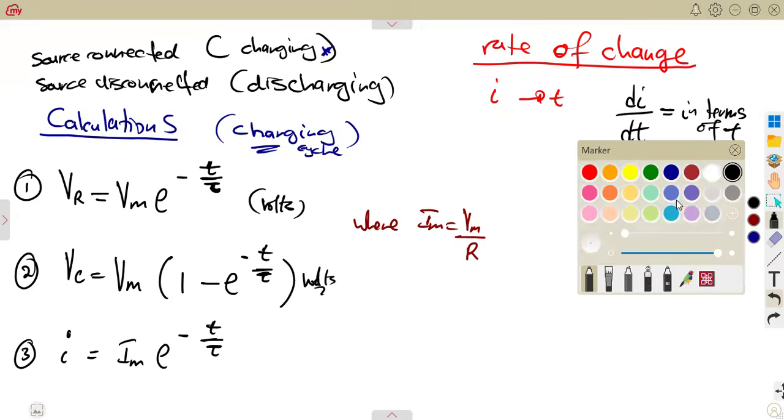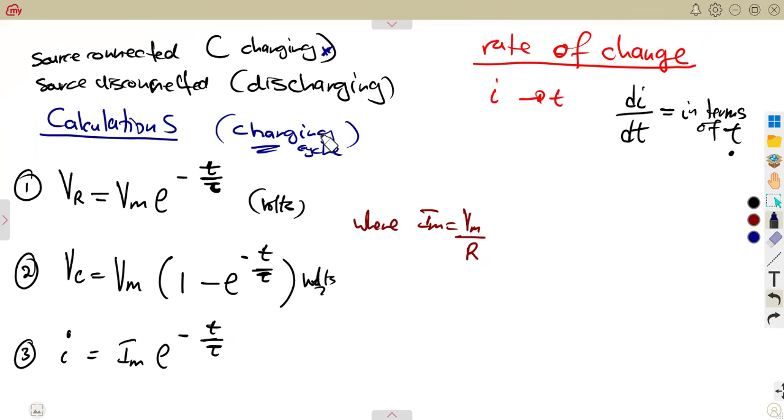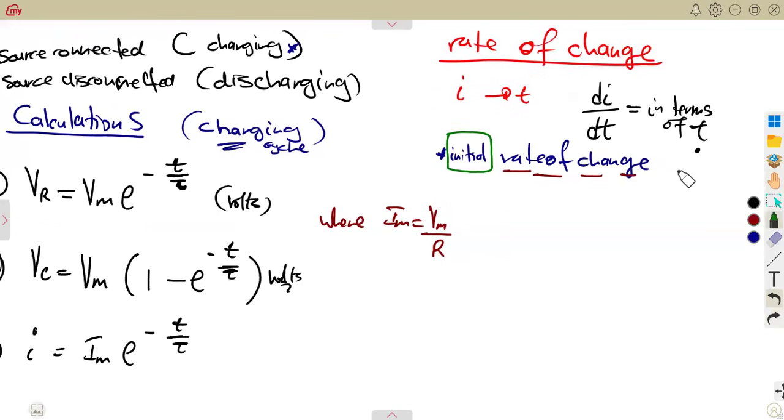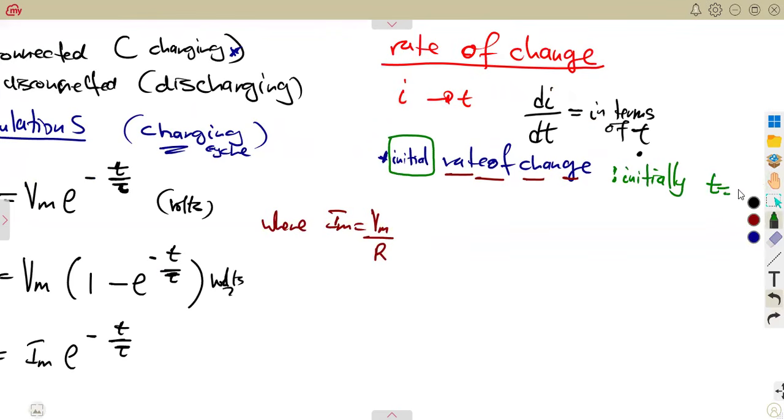So sometimes they can say the initial rate of change. Whenever they state something like that, what is important here is the rate of change, meaning we are going to apply our di/dt. But in that, they are saying initial. Where are we starting from? Initial means the time must be equal to 0. At the starting point, initially, t is supposed to be equal to 0.